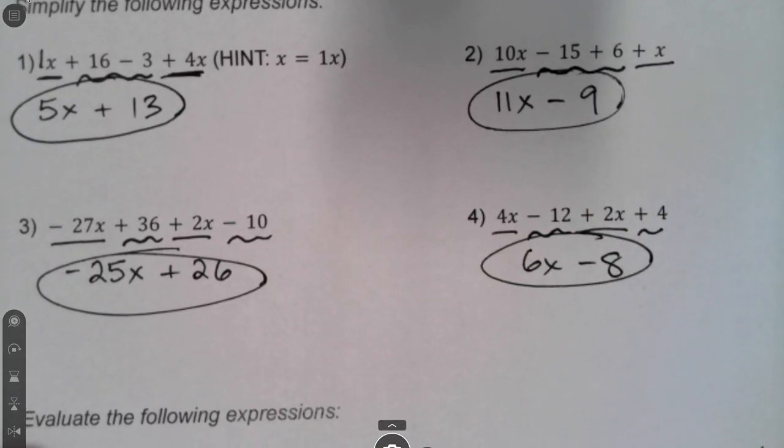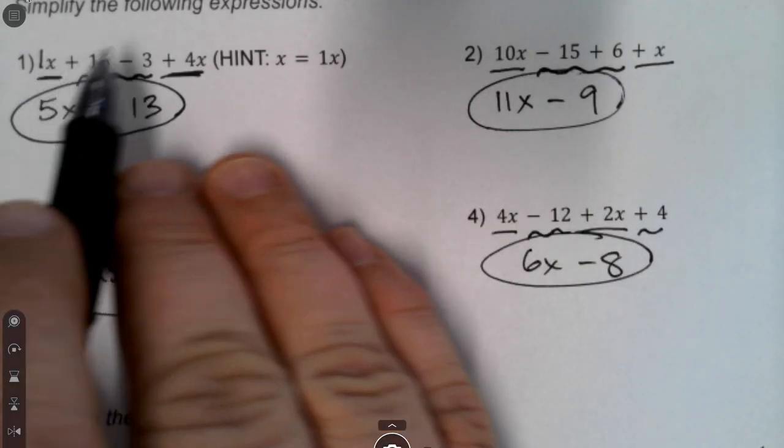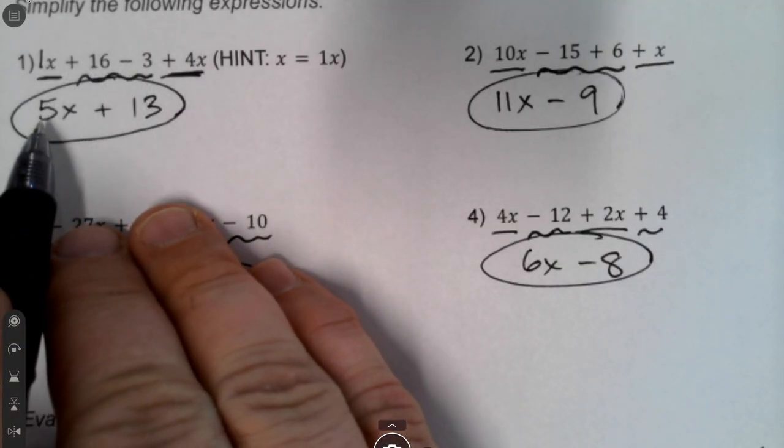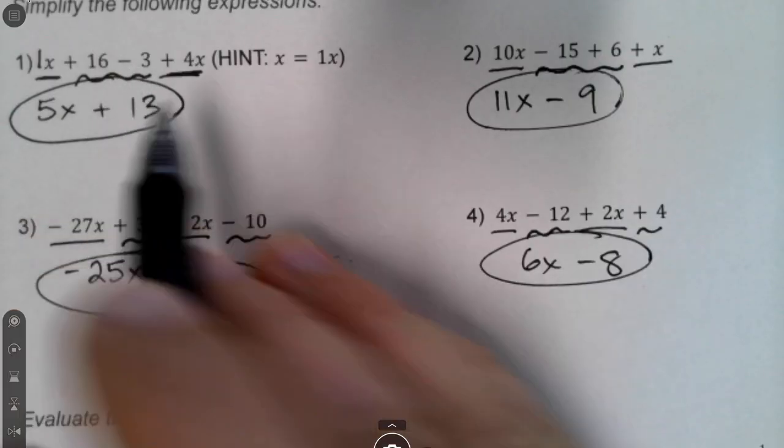So that's what we mean by simplifying. Instead of having two terms with x, we're simplifying it down to one term. Instead of having two constants, we move it down to one constant.